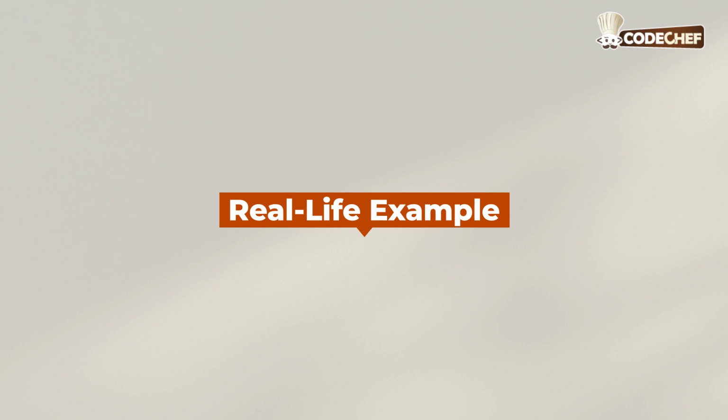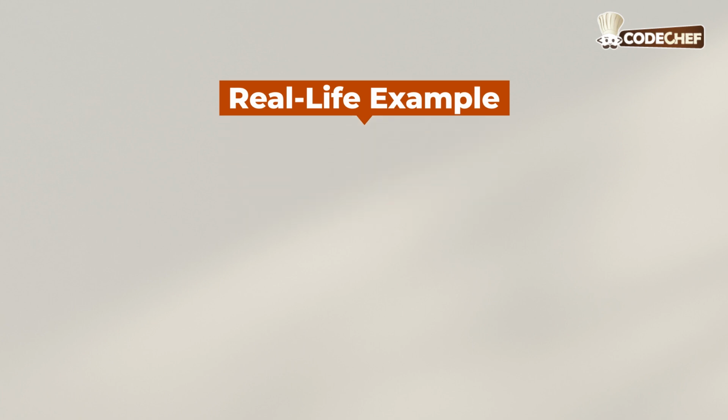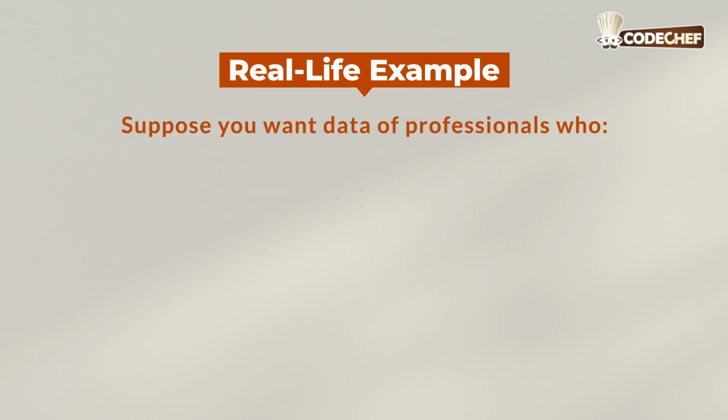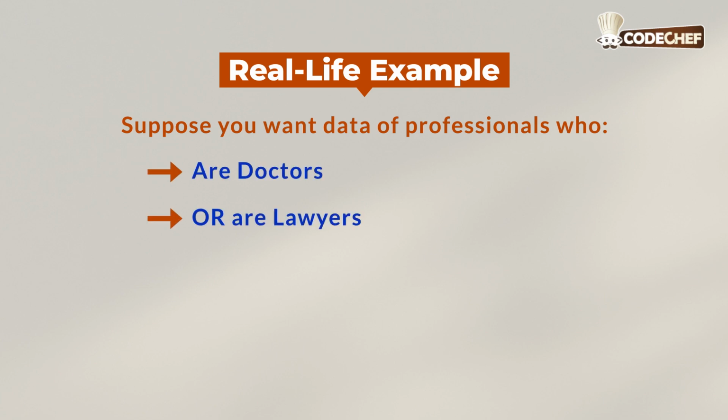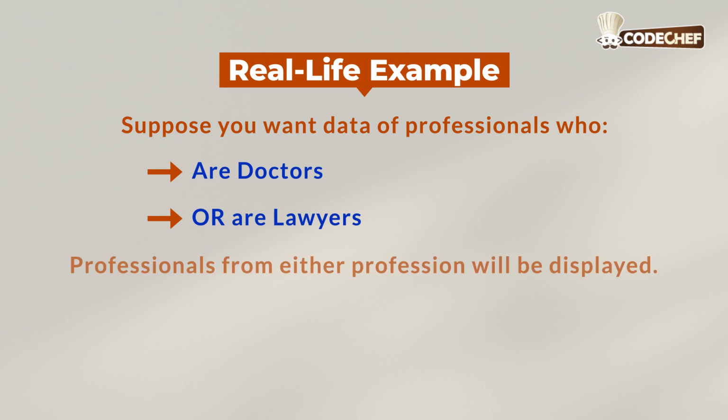Let's understand this with the help of a real life example. Suppose you want data of professionals who are doctors or are lawyers. So when we are imposing the condition of OR between these two professions, then professionals from either profession, that means if anybody is a doctor or is a lawyer, will be displayed. Now let us understand this better with the help of a query on the CodeChef platform.